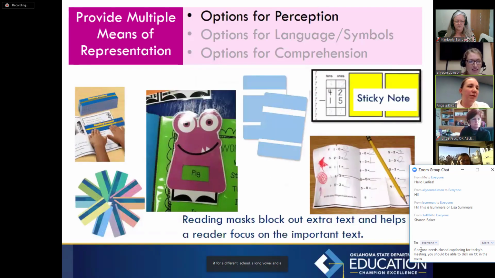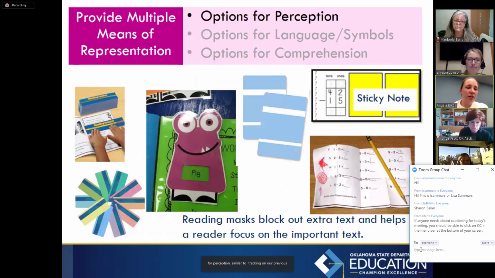Also, when we're looking at options for perception, similar to tracking on our previous slide, we're looking at opportunities to minimize the text around the information that the student is acquiring. Here we have an example of reading masks, and they can be in several different varieties. On the left-hand side, we have a reading tracker, and it's very similar to a bookmark.